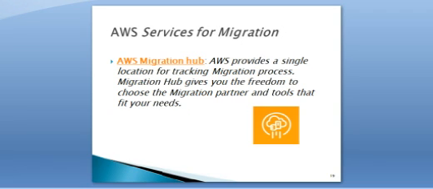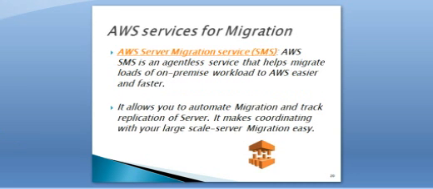AWS Migration Hub. AWS provides a single location for tracking the migration process. Migration Hub gives you the freedom to choose the migration partner and tools that fit your needs. AWS Server Migration Service. AWS Server Migration Service is an agentless service that helps migrate loads of on-premise workload to AWS easier and faster. It allows you to automate migration and track replication of servers. It makes coordinating your large-scale server migration easy.